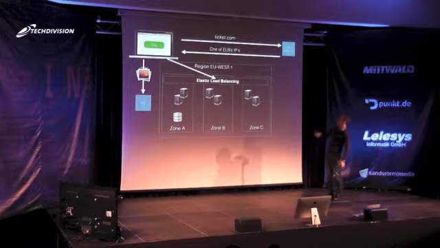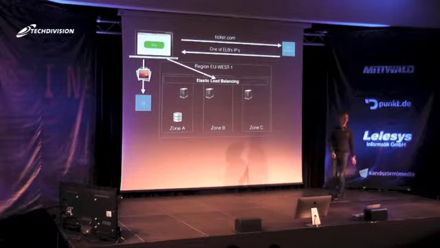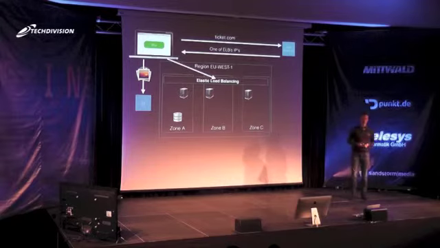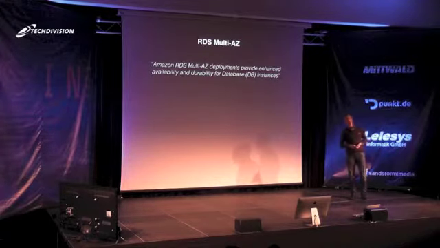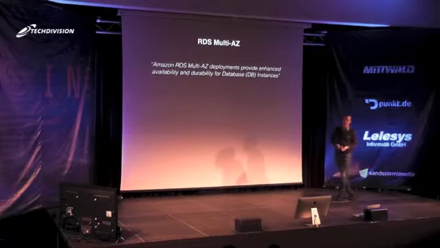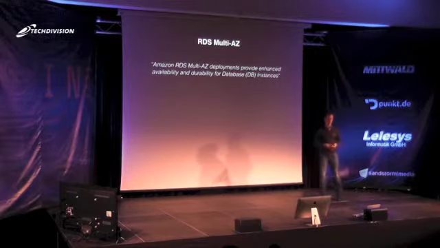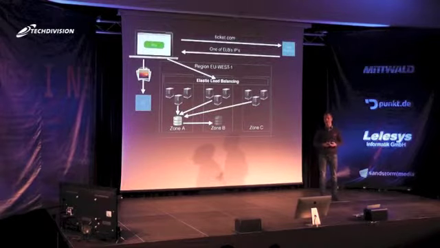Now load is going down again, so servers are just shutting down. But we have the problem with the database. So that's why we enable the multi-availability zone RDS feature, and that means that if we look at the diagram, it's much easier understanding here.